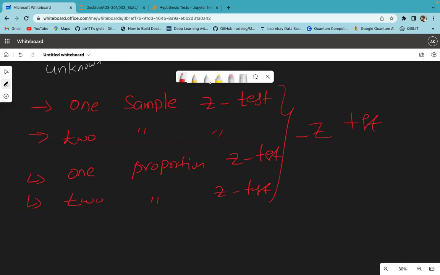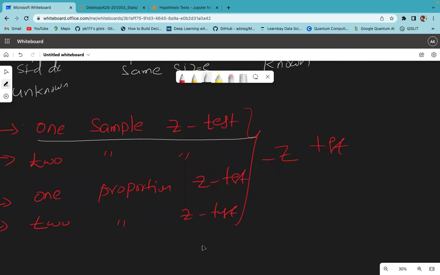Coming to this particular one sample Z test. One sample Z test means we have only one group. This is my population group, and this is the mean value. I have to compare it with one particular value. Then I would like to go for the one sample Z test. Here the sample size could be more than 30, and moreover, I should know the population standard deviation.